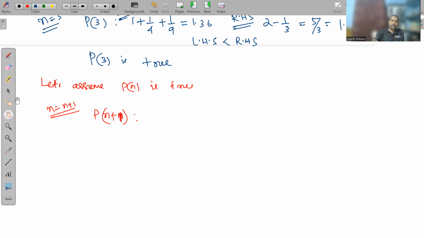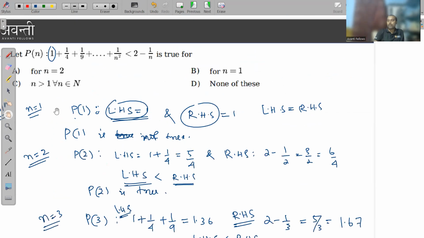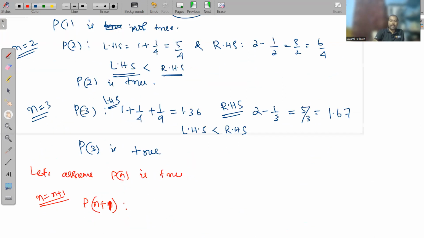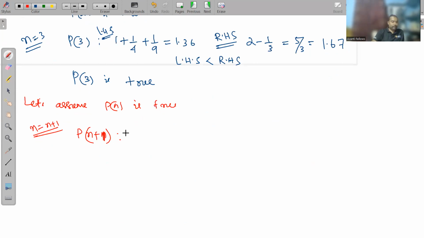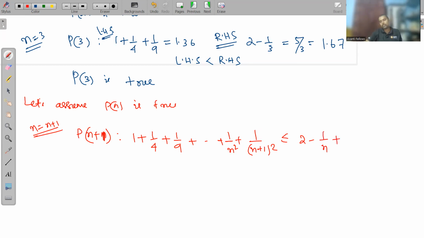P of n is given as 1 plus 1 by 4 plus 1 by 9 up to 1 by n square, right? So P of n plus 1 becomes 1 plus 1 by 4 plus 1 by 9 and so on up to 1 by n plus 1 whole square, which is less than or equal to 2 minus 1 by n, plus 1 by n plus 1 whole square, right? So this statement I am getting for P of n plus 1.